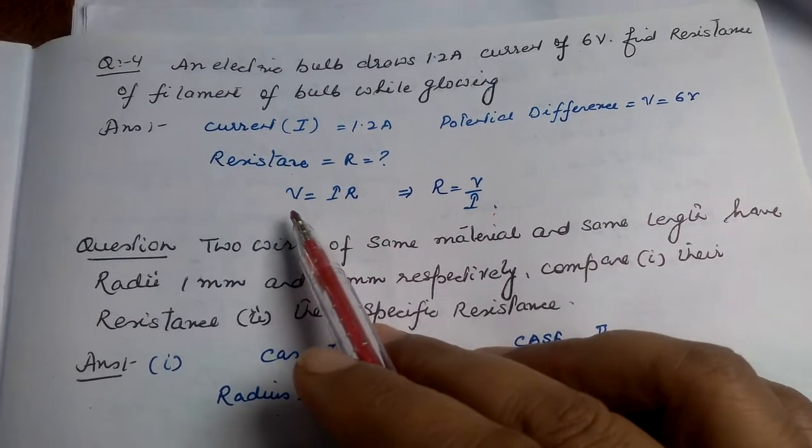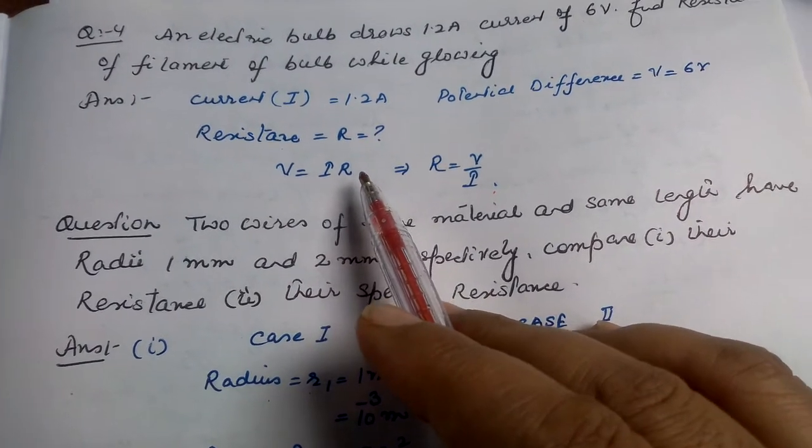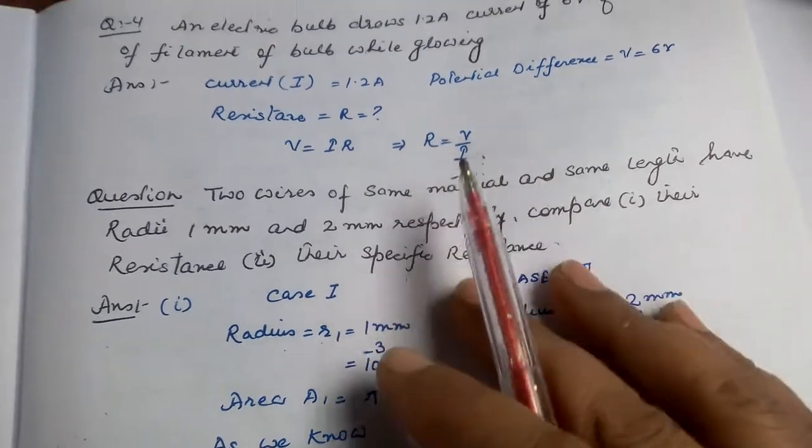So in these questions there are 3 variables: V, I and R. Out of these 3, 2 will be given and 1 we can easily find using Ohm's law.